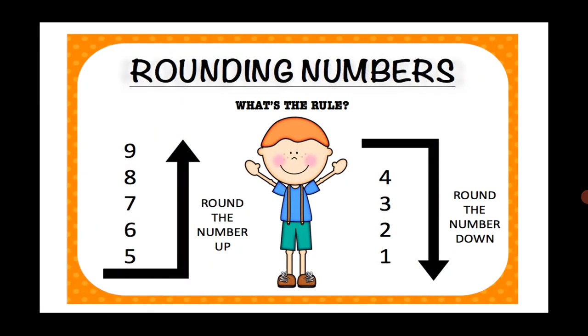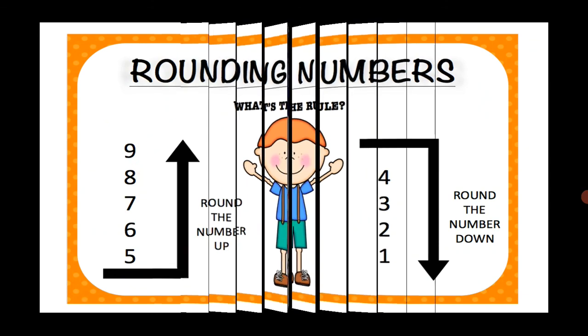Okay, now let's see what it is. Rounding numbers. Just see what the rule says. Dear students, it says 1, 2, 3, 4: round the number down. Okay, 1, 2, 3, 4, round the number down. And 5, 6, 7, 8, 9, round the number up. Okay, round the number up.